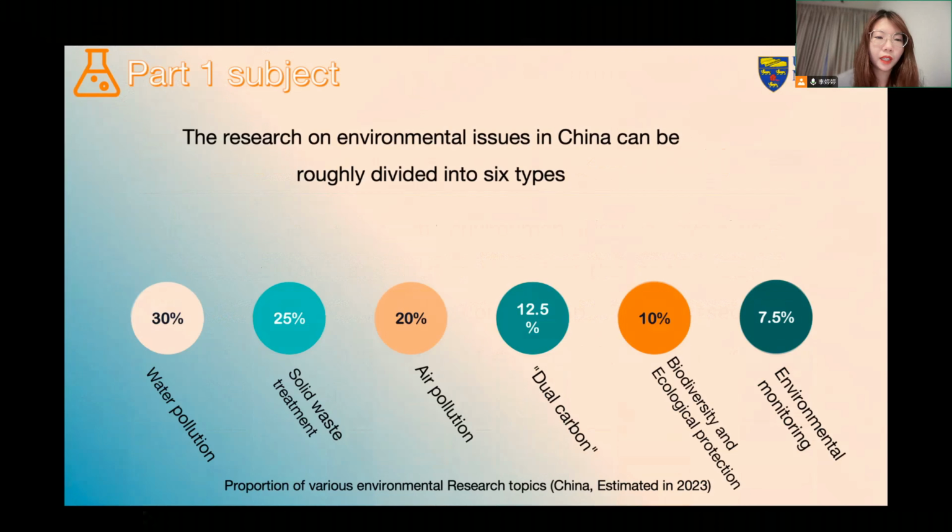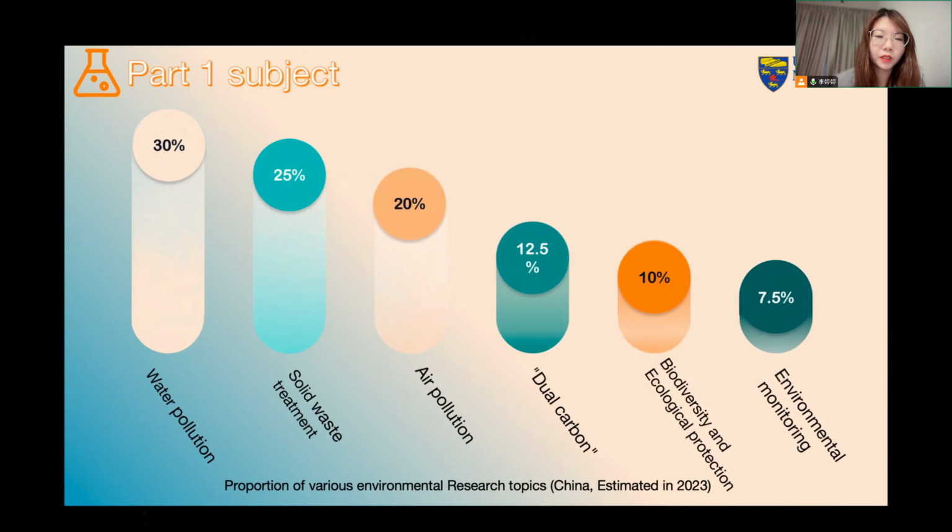Let's take a look at the distribution of environmental research in China as estimated in 2023. The research on environmental issues can be roughly divided into 6 types. Research types are mostly concentrated on water pollution, waste treatment, and air pollution. Among these, water and waste pollution account for the largest proportions, indicating the severity and urgency of the two problems.